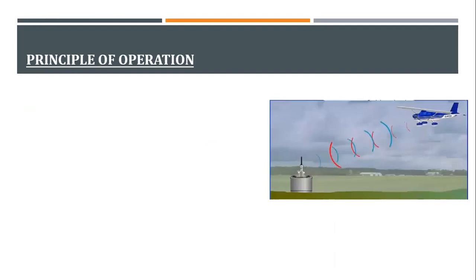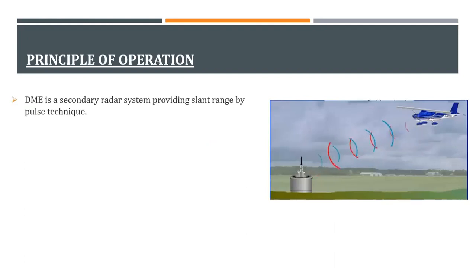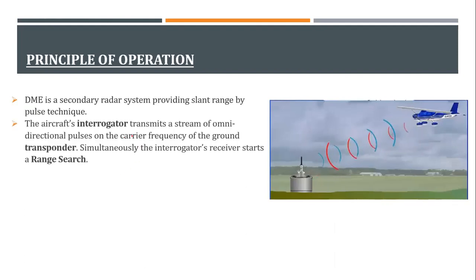Let's discuss the principle of operation, and we'll realize what basically is happening. DME is a secondary radar system, of course. The aircraft's interrogator transmits a stream of omnidirectional pulses. So as I told you, first the aircraft itself becomes the interrogator. It transmits in all the directions. Wherever the DME is present, that DME will get the signal. If the DME gets the signal, it will copy that signal, add or subtract the 63 megahertz frequency and send it back.